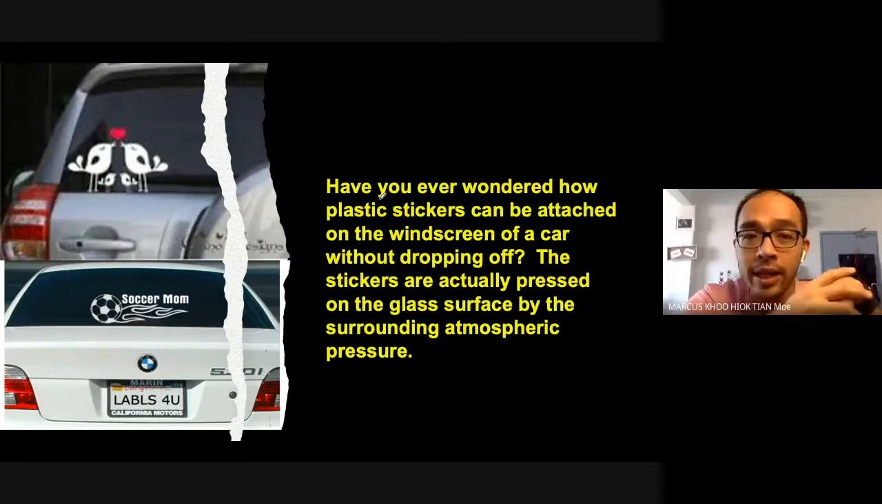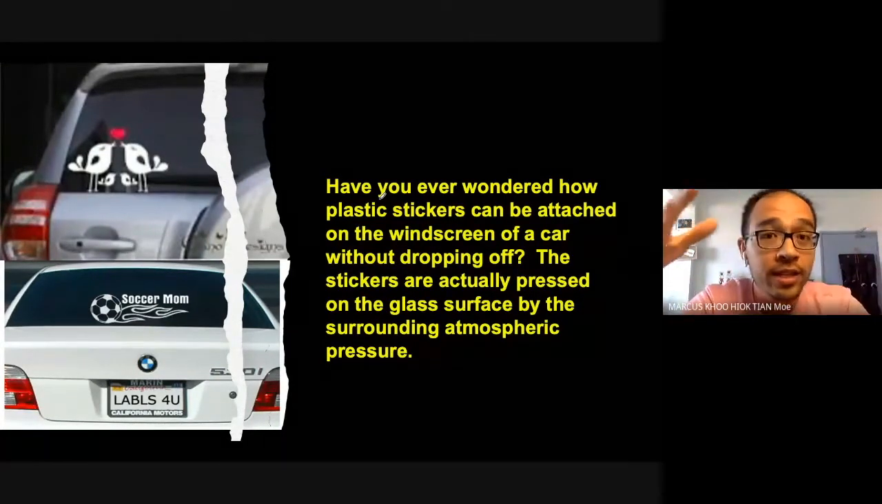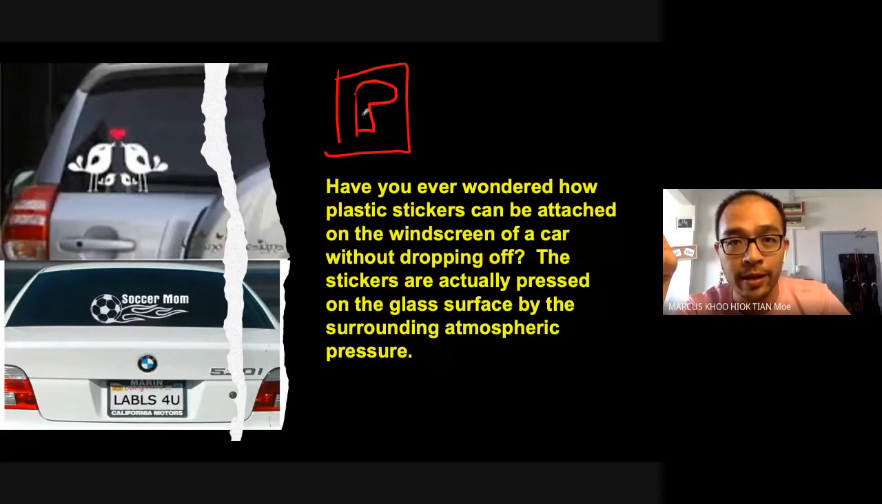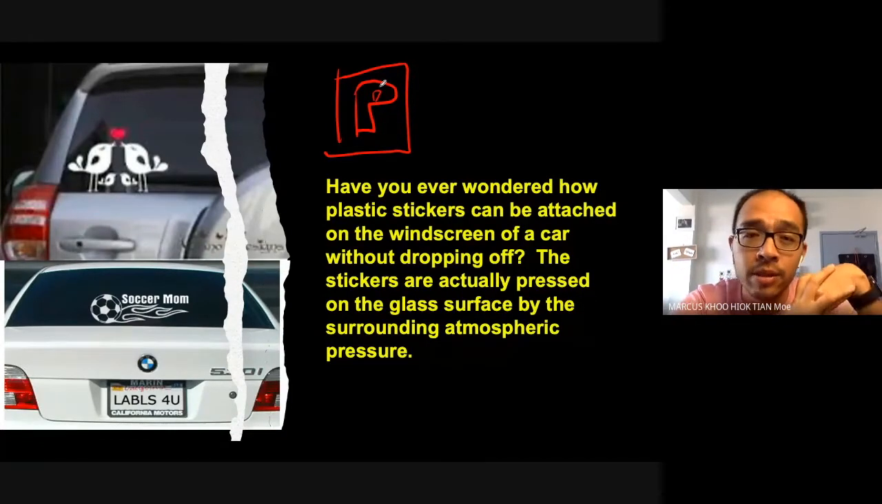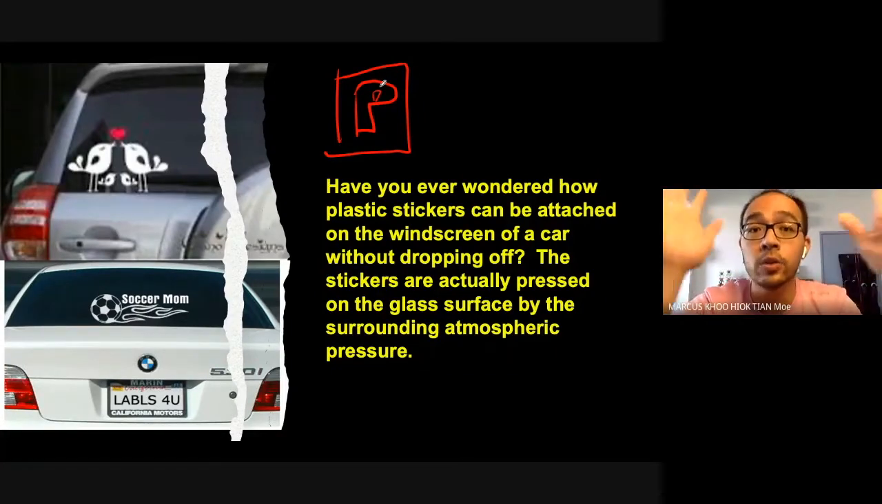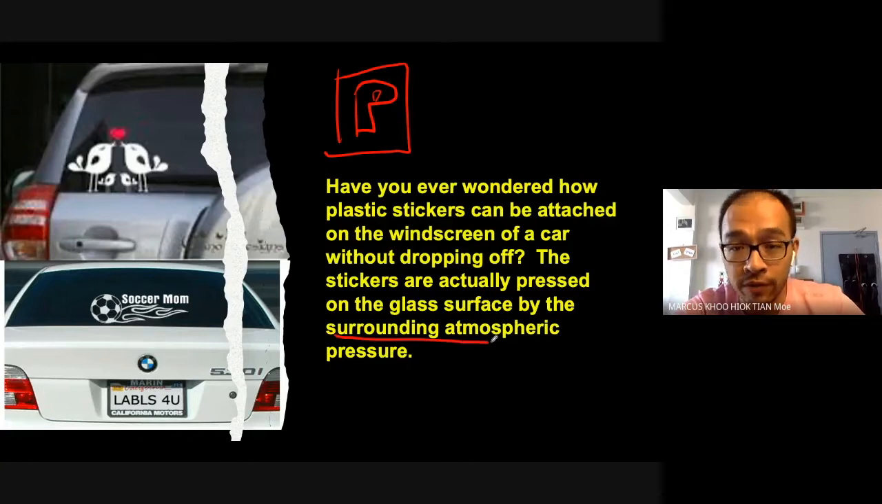But the car sticker, like the one they have for the road tax and everything, or sorry, I don't know whether anybody in this class already has a driving license now, but if you have a driving license, you know that one of the things you need to put is the P sign. You have to put this red color sticker with the white color P word. But if you take out the sticker and put it on your arm, it's actually not sticky. So if it's not sticky, how is it able to stick on the windscreen, on the car glass, without falling off? Actually what happens is they are pressed on the glass surface by atmospheric pressure.